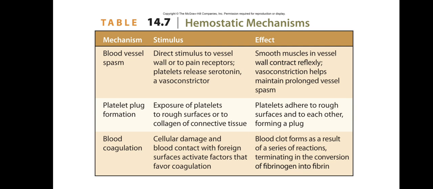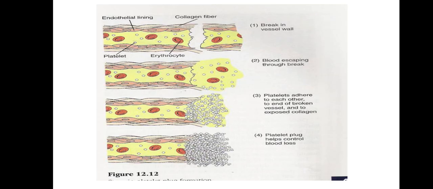So what happens is that a blood clot forms as a result of a series of reactions that we're going to look at, terminating in the conversion of fibrinogen into fibrin. We are going to look at this. What is this? Okay. So now let's look at the step by step.